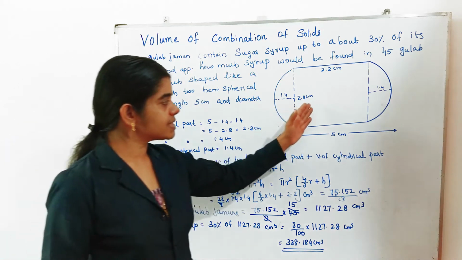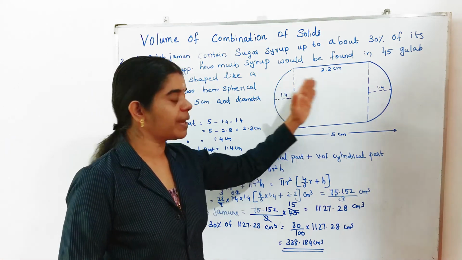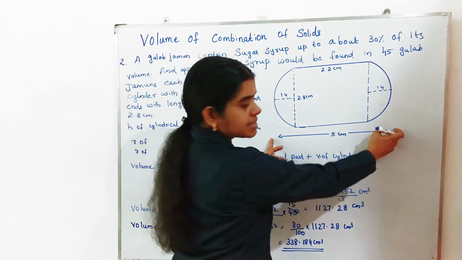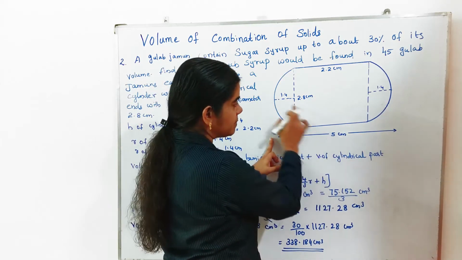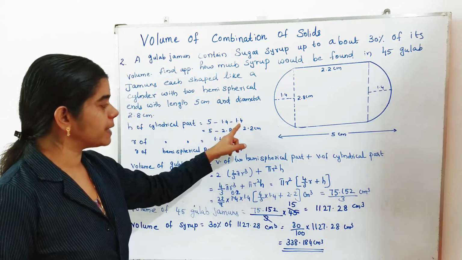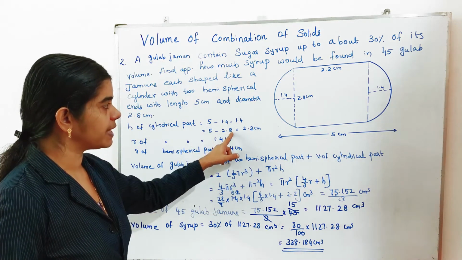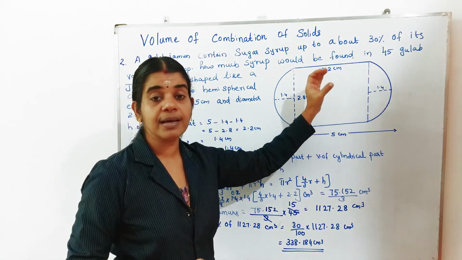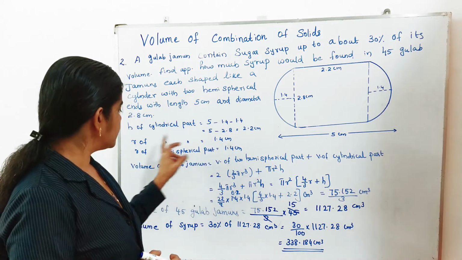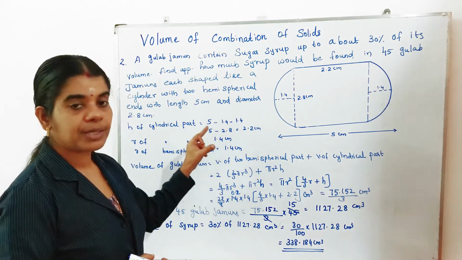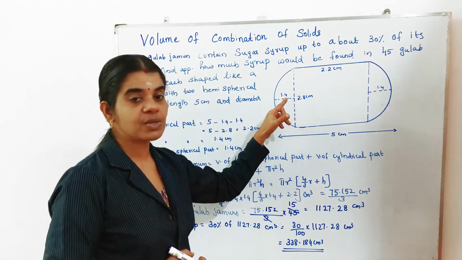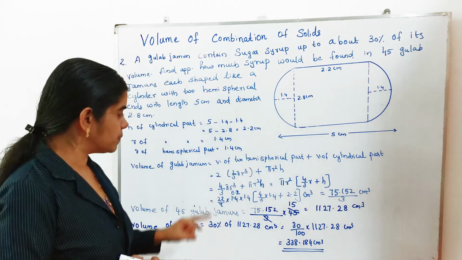So this is the shape, a cylindrical shape and two hemispheres. Then the height of the cylindrical part will be: the total height of this gulab jamun is given as 5 centimeter. Here 1.4, here also 1.4. So 5 minus 1.4 minus 1.4, that is 5 minus 2.8, 2.2 centimeter will be the height of the cylindrical part. Radius of the cylindrical part is 1.4 and the radius of the hemisphere is also 1.4 centimeter.